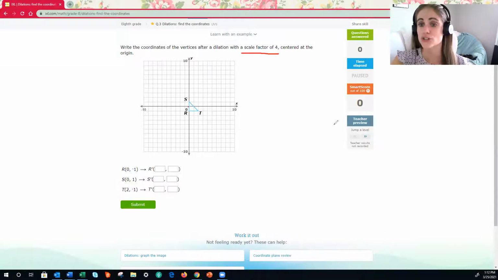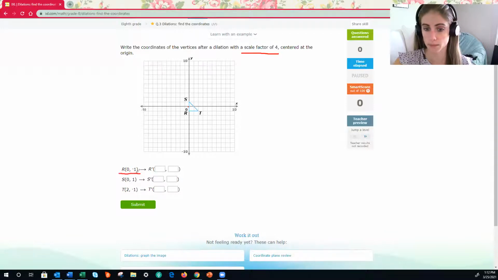Now, to determine its new points, to determine its size, you are going to multiply the original ordered pairs by your scale factor. So we are going to multiply points R, S, and T, all of those, by our scale factor of 4. When we multiply them, we do need to remember to multiply both our x value and the y value, because the entire point is being, in this case, blown up by a scale factor of 4.